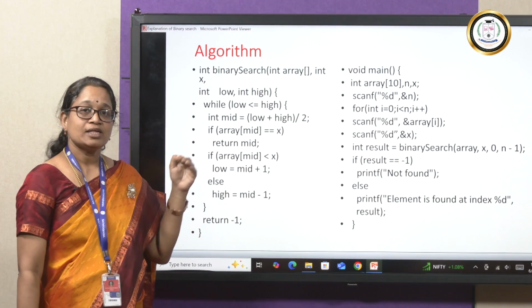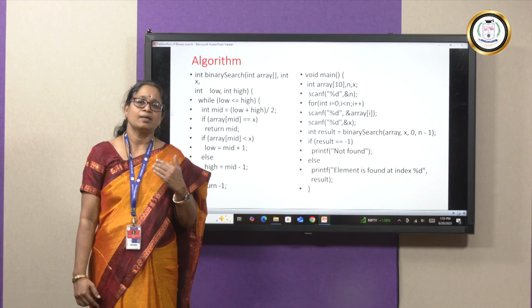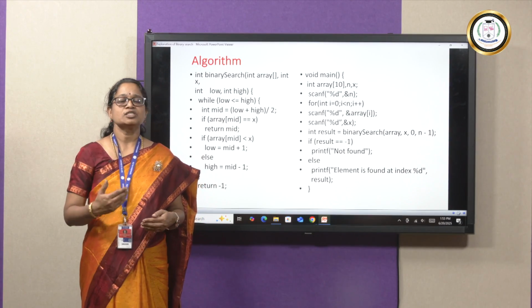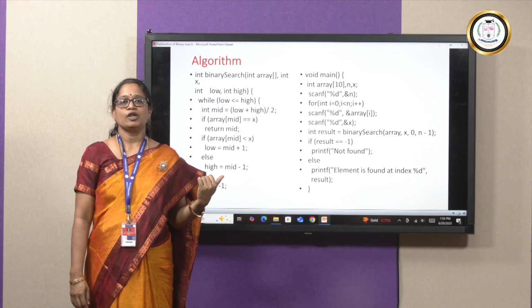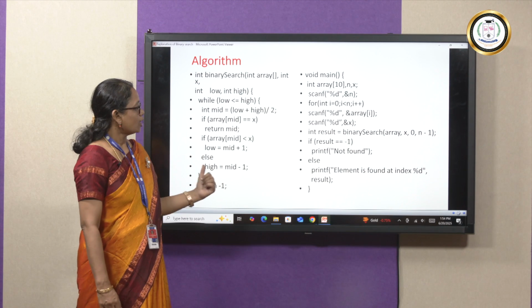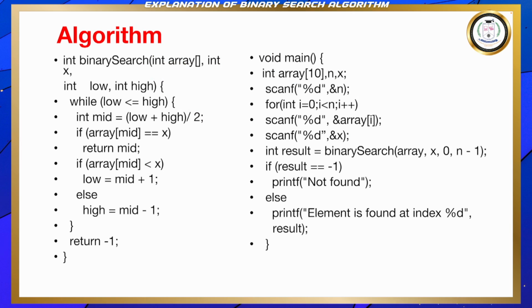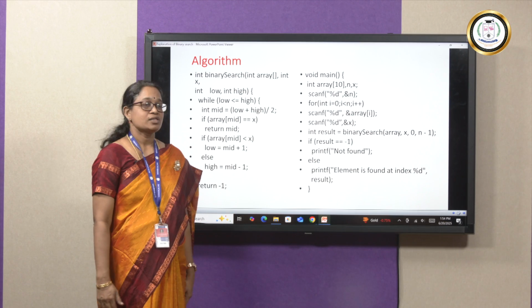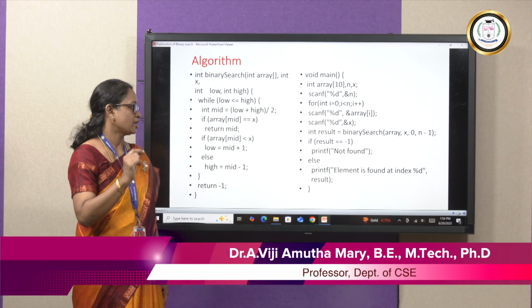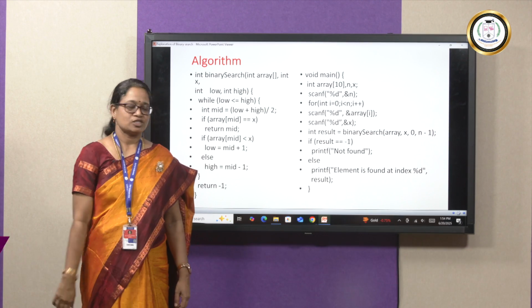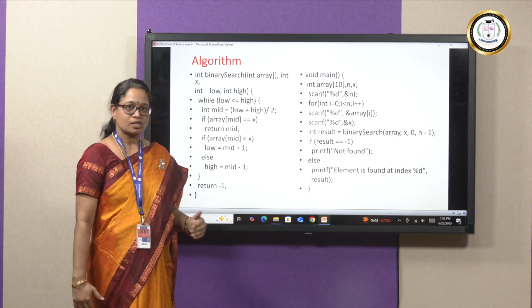So now we exit the while loop. If the element is not found, or if the search interval becomes empty, then it comes out of the loop and it returns the value minus 1. Now the position of the target element is stored in the variable result. If result equal to minus 1, that indicates that the element is not found in the sorted array. Otherwise, it will print that the element is found at the position. So thereby we conclude this algorithm.